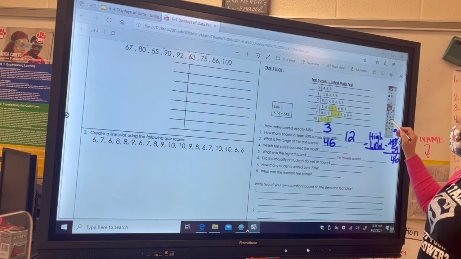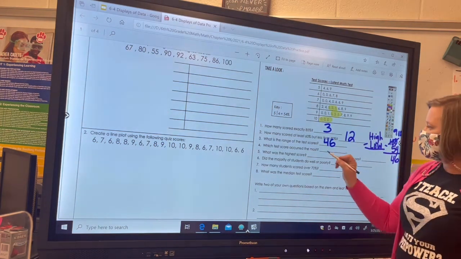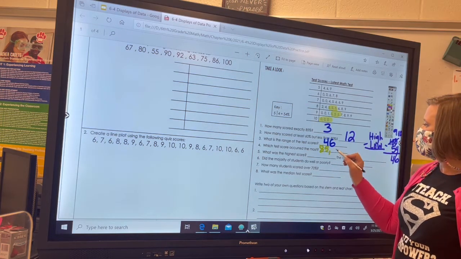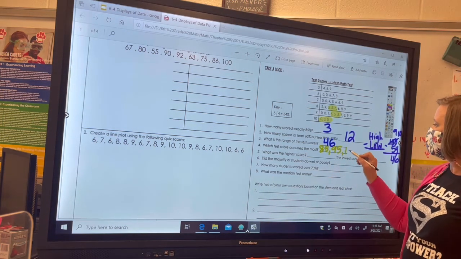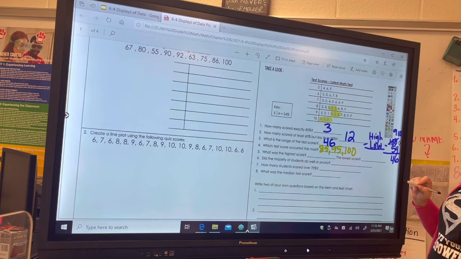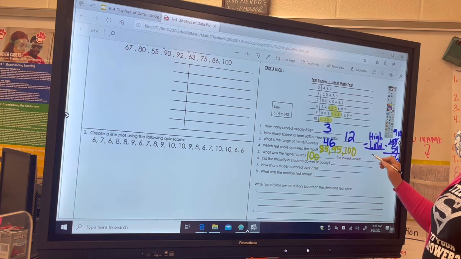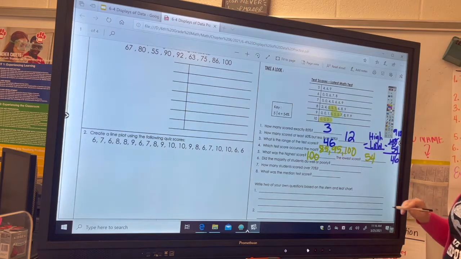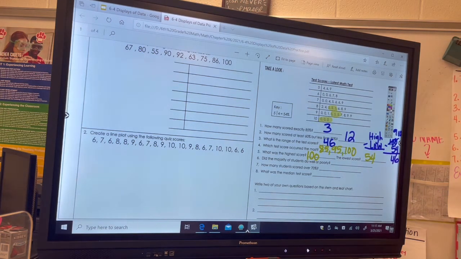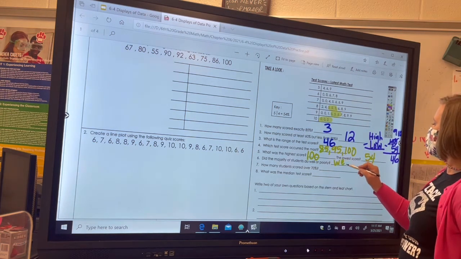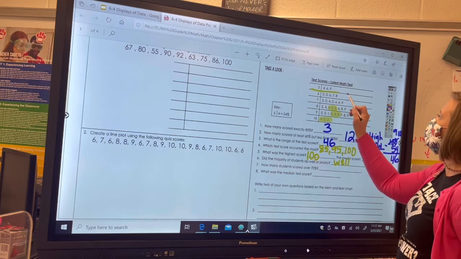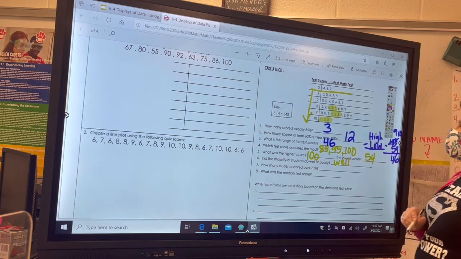So what's my mode? 85, 95, and 100. Good job. What's the highest score? 100. What's the lowest? 54. And did the majority of the students do well or poorly? Well, because most of them made more. Most of them, if you look, passed.